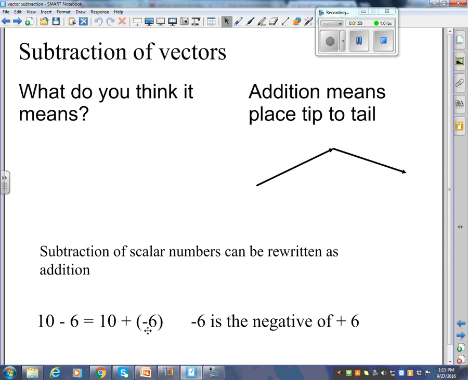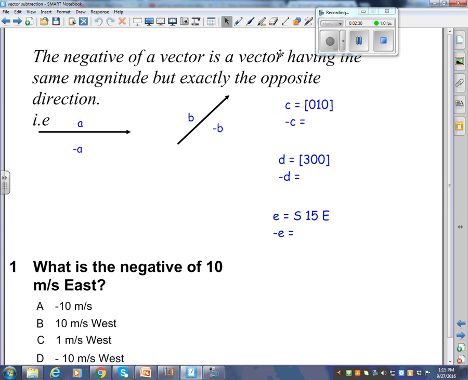Okay, so now, what does it mean to be the opposite or the negative of a vector? Adam, what do you think? I'm just asking, what do you think it means to be the opposite of a vector? Negative 6 is the opposite of plus 6. What's the opposite of a vector north, we'll say? South? What about east? Okay, I think you got it. So what does it mean? A negative of a vector is simply opposite direction.